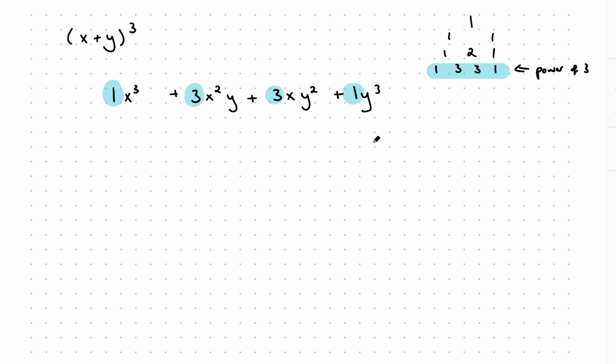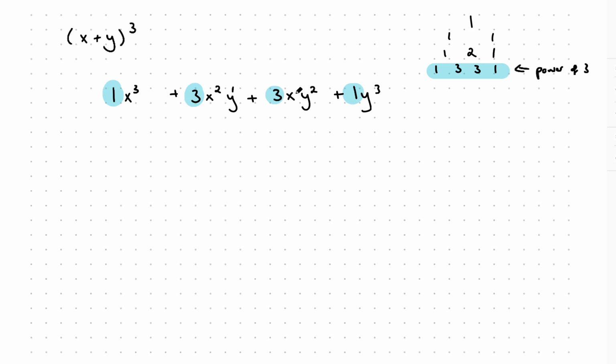The next thing you need to look at is the powers. The first thing is the x gets all of the powers. It's all to the power of 3, which matches the power that the bracket's been raised to. The next one then was x squared. It went down 1 while the y went up 1, because that's actually y to the power of 1. What you'll also notice is that these both add up to 3.